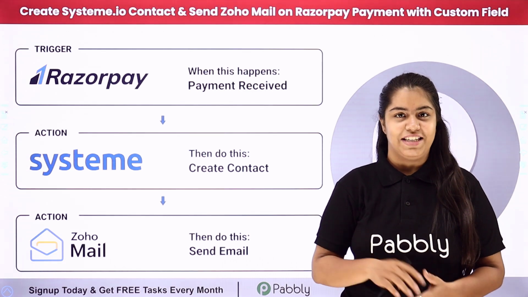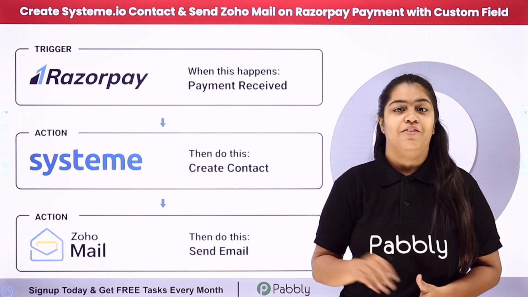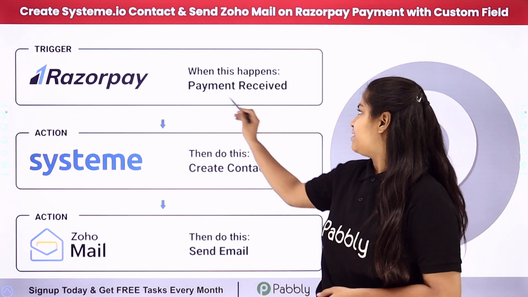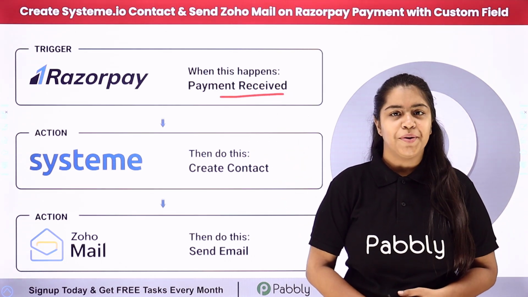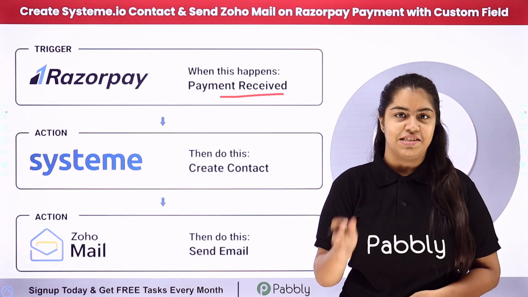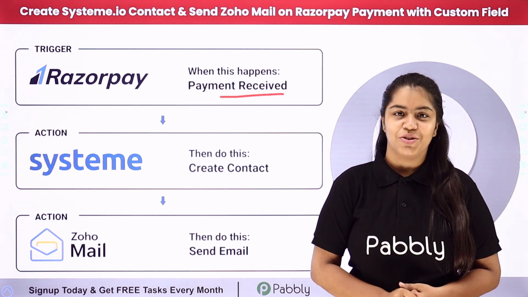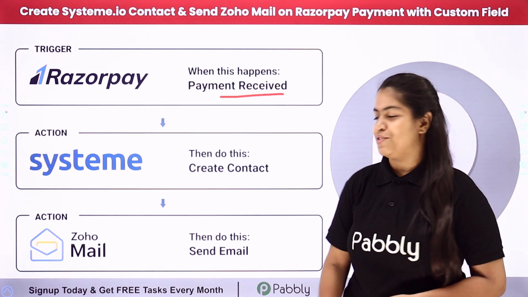So over here I'm using Razorpay to sell my products, and I wish that as soon as a new payment is received in my Razorpay account, automatically a contact should be created in my system.io, and also a mail should be sent to my customer with the help of Zoho mail.